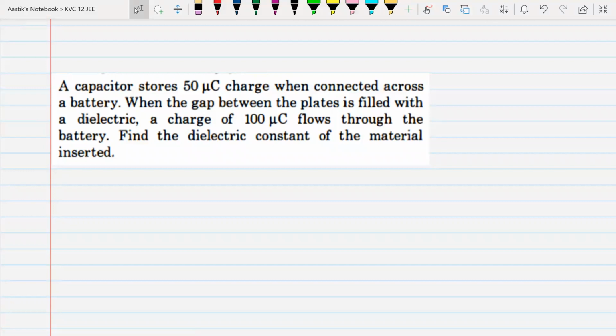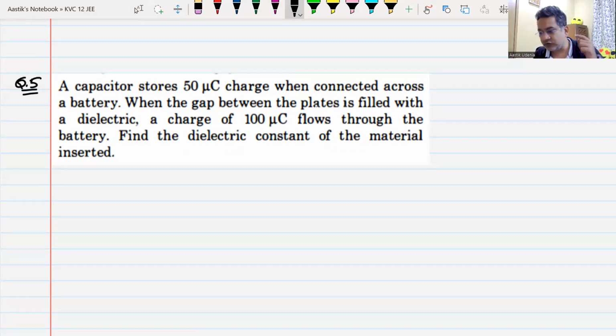So now I give to you this question. This is taken from your book. If you have the book, it's question number 52 unsolved. I don't know the page number. A capacitor stores 50 microcoulomb of charge when connected across a battery. When the gap between the plates is filled with a dielectric, a charge of 100 microcoulomb flows through the battery. What is the dielectric constant of the capacitor? And I'll give you 2 minutes to do it.